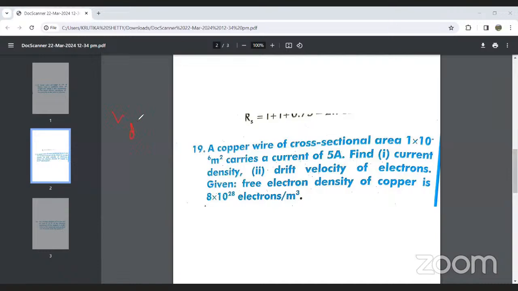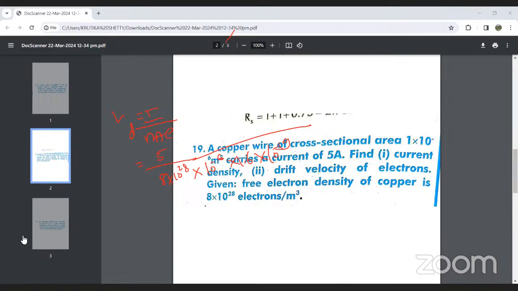We have drift velocity is equal to I divided by NAE. I is 5 ampere, N is 8 into 10 raised to 28, A is 10 raised to minus 6, charge of the electron is 1.6 into 10 raised to minus 19. Yes, 3.9 into 10 raised to minus 4.